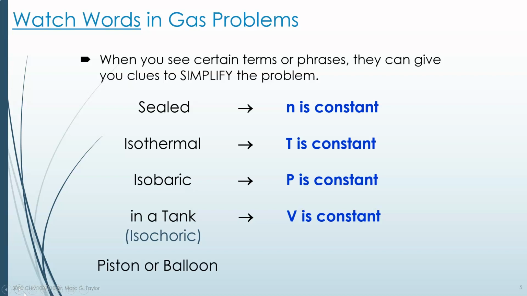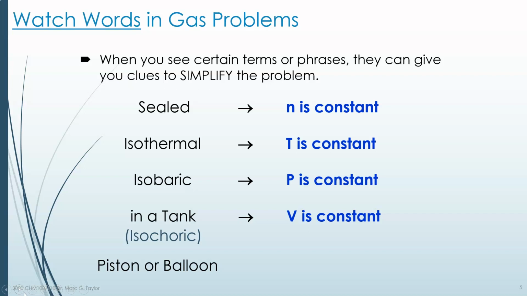And finally, piston or balloon. We know that pistons can get bigger or smaller. We know that balloons can get bigger or smaller. So we know volume can't be constant. We know that we can heat up a piston. We can heat up a balloon, a little bit at least. So therefore, temperature can't be constant unless we say it is. And the pressure can also change. We can pressurize a piston. We can squeeze it to increase the pressure. We can do the same thing with a balloon, or we can decrease the pressure by letting gas out of those objects. So we know that the pressure is not constant.